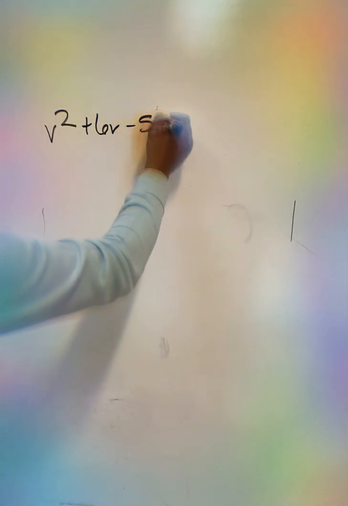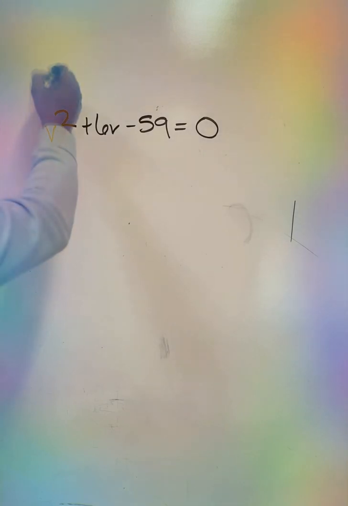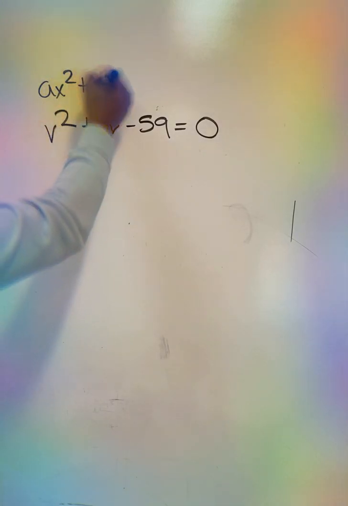All right, so looking at number 6, we have v squared plus 6v minus 59 equal to 0. Okay, so the first thing that you want to do is make sure it's in the format of ax squared plus bx plus c equals 0, and it is. All right, so you want to go ahead and isolate the c value.